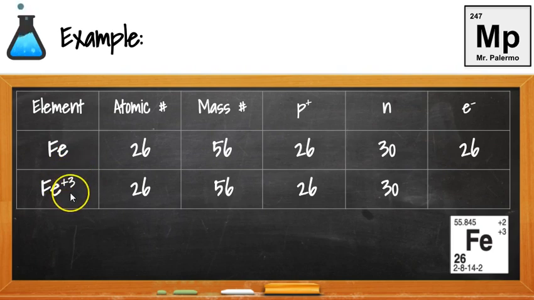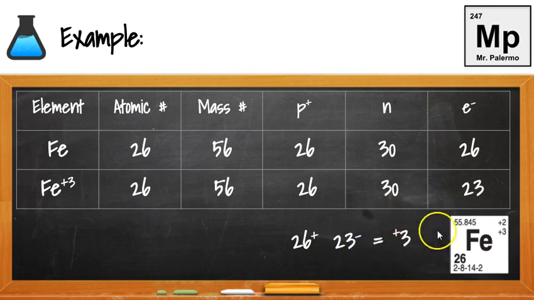Now the +3 is going to indicate that we've lost 3 negative charges, because again, we can't change the proton number. It doesn't mean that we add 3 protons. It means we have 3 fewer electrons, which would be 23. So when you compare protons to electrons, we have 26 positive charges from the 26 protons, and we have 23 negative charges from the 23 electrons, and when you add those together, we have an overall +3, which is indicated on the ion symbol.